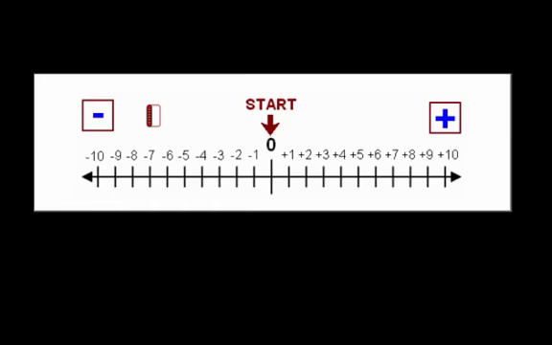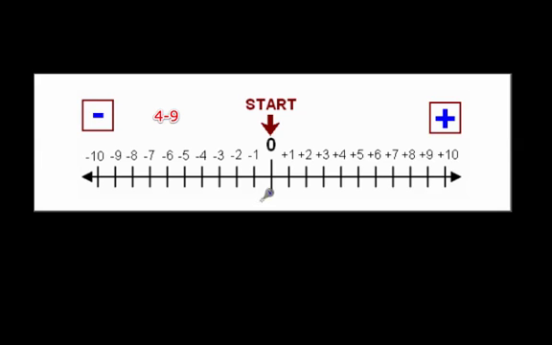So let's go back to our problem. Remember, it was 4 degrees and it dropped 9 degrees. Let's look at what that looks like. So we start off at 4 and we take away 9. 4 degrees, it dropped 9 degrees. Now we have our problem. So let's look at the number line for this.